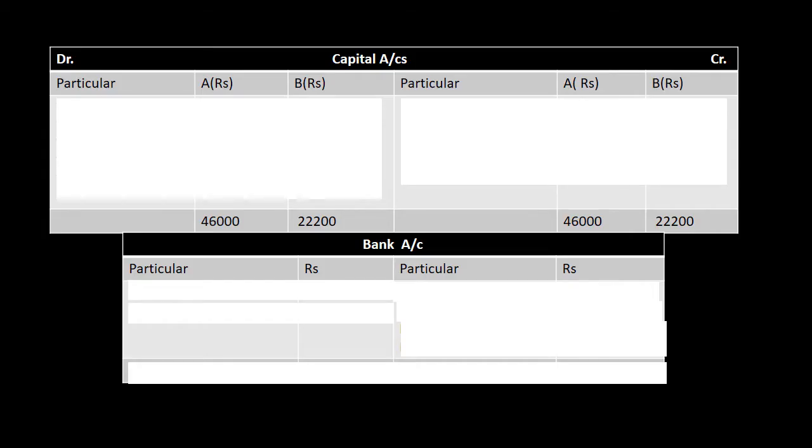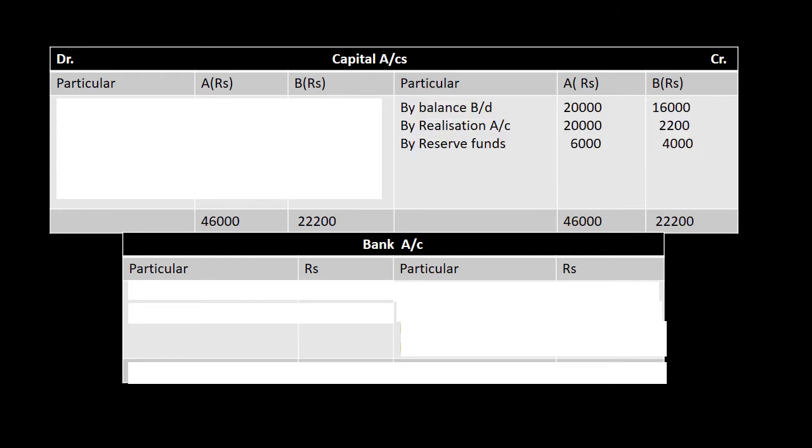Now, after preparation of realization account, our next step is preparation of partners capital account. While preparing partners capital account, first we will transfer the thing which we have to give to the partner. First thing which we have to give to the partner, capital from balance sheet, which will be shown as balance BD. After that, we will transfer the things from realization account and reserve funds.